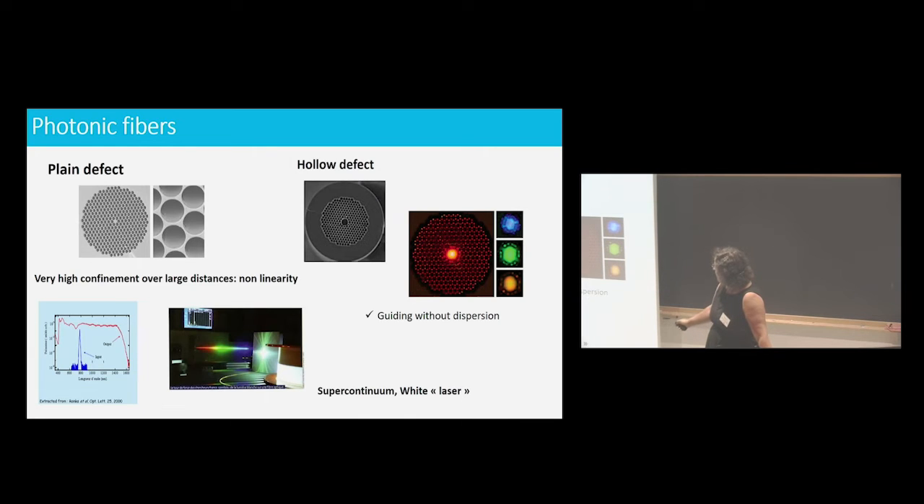Here you have the hollow defect, same idea. Instead of having matter, you have vacuum. And the difference here is that if you design well, when you propagate here, you don't have dispersion because you don't have materials, you just have vacuum. So that means that you can guide over long distance without dispersion. If you design well your geometry here, you can propagate several wavelengths without dispersion, which is the limitation in telecoms.